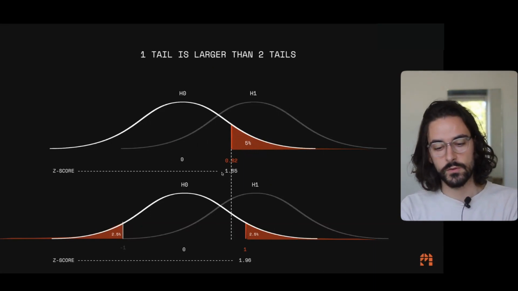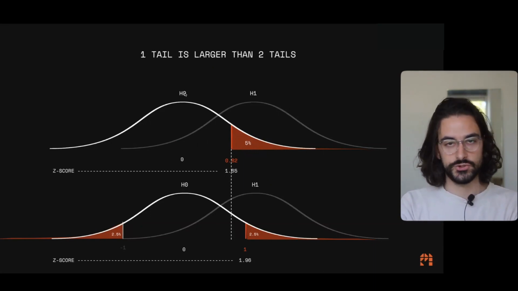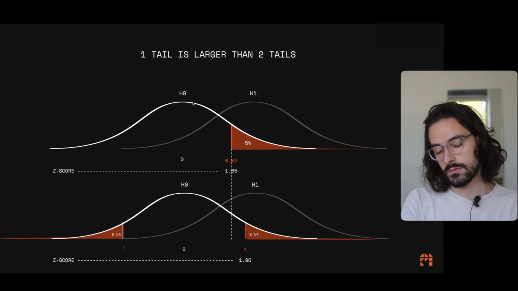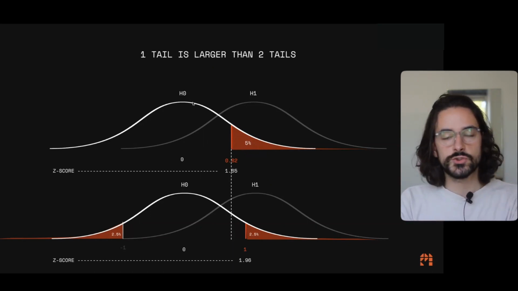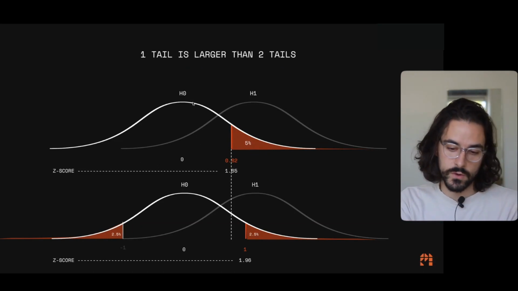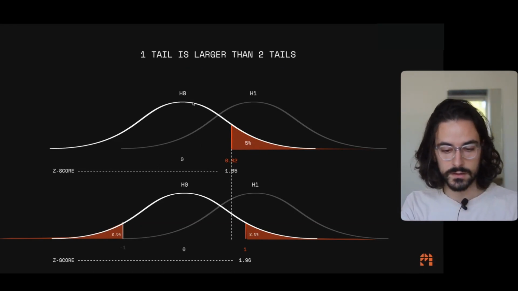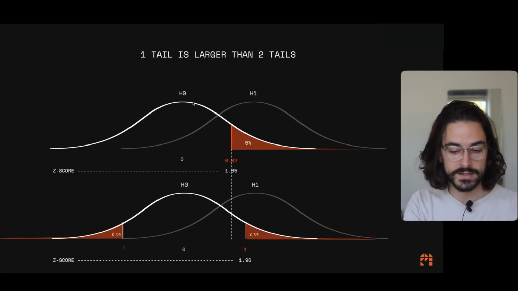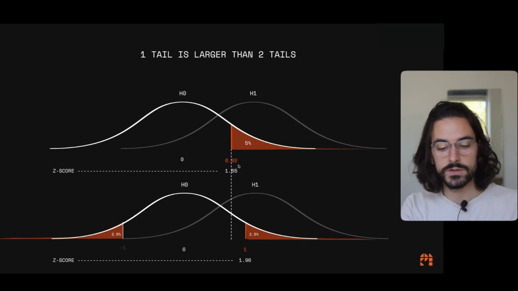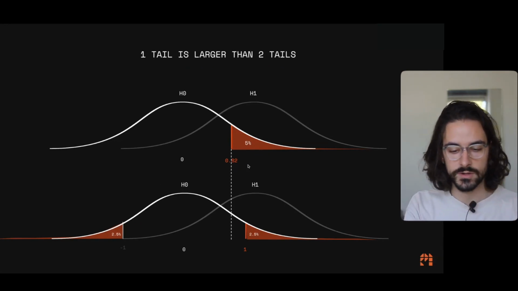So the z-score for a one-tailed null hypothesis is 1.65, and the z-score for a two-tailed null hypothesis is 1.96 on each side, right? But now it's 1.65. This is just the thing that I'm showing you.